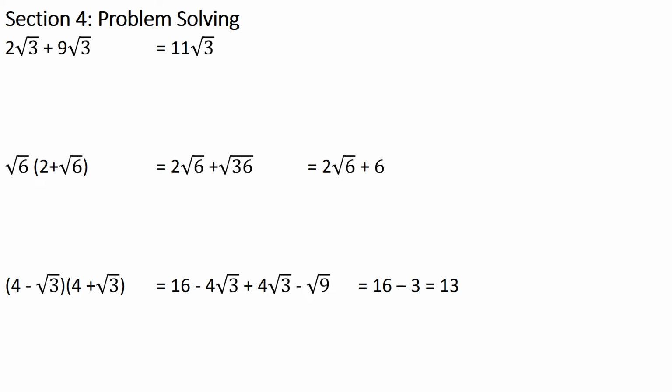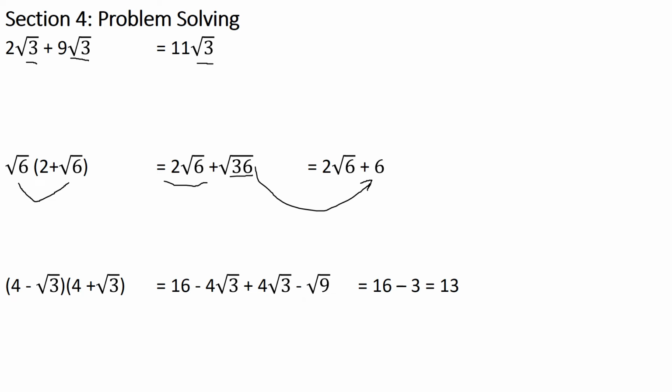Let's look at some problems here. 2 times square root of 3 plus 9 square root of 3: we've got the same base on the inside of both square roots. So 2 square root of 3 plus 9 square root of 3 is 11 square root of 3. Second one here, we're multiplying it out. Square root of 6 times the binomial 2 plus square root of 6. Square root of 6 times 2 is simply 2 square root of 6. Square root of 6 times square root of 6 is square root of 36, which is 6. So my final answer is 2 square root of 6 plus 6.